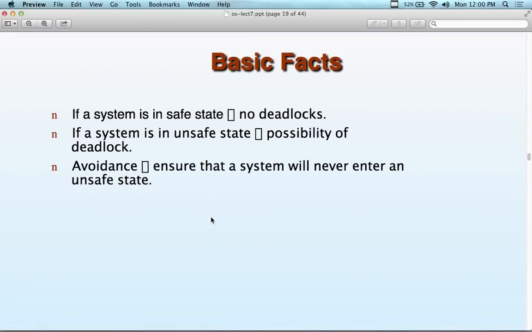So the basic facts. If a system is in a safe state, then there are no deadlocks. These little boxes are arrows, meaning it leads to no deadlocks. If a system is in an unsafe state, we could possibly have a deadlock. There's no guarantee. With avoidance, you ensure that the system will never enter into an unsafe state. Then you have avoided it. So it's not a prevention, it's an avoidance, by configuring the system so it doesn't happen.